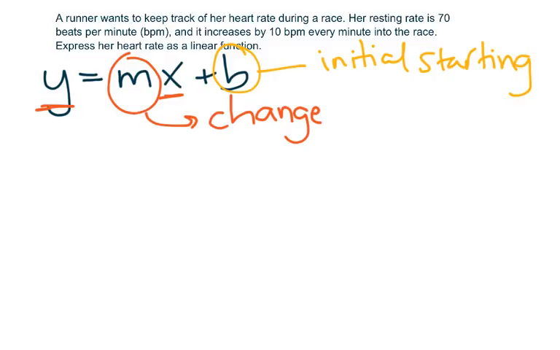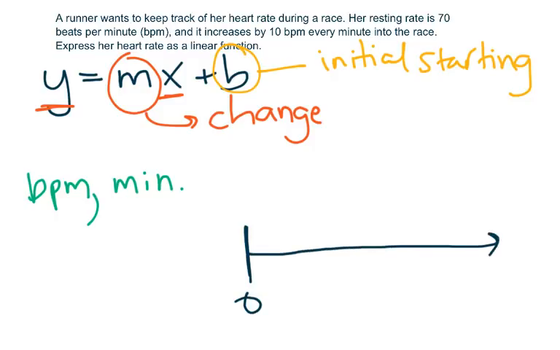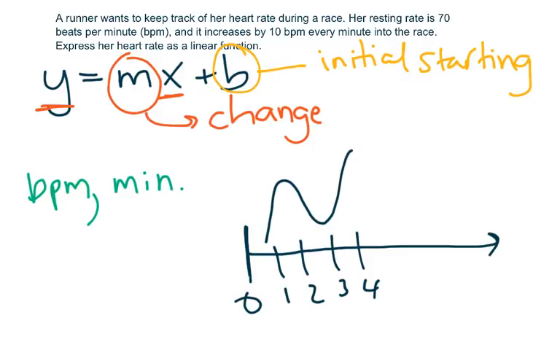So there's two things that we're tracking in this race situation. We're tracking the heart rate, the beats per minute, and we're tracking time passed in the race, for every minute of the race that goes by. Now you can kind of visualize this. We have a runner that's starting out at time 0, and then she starts to run the race, and for every minute that goes by in the race, her heartbeat is going to go up or down.